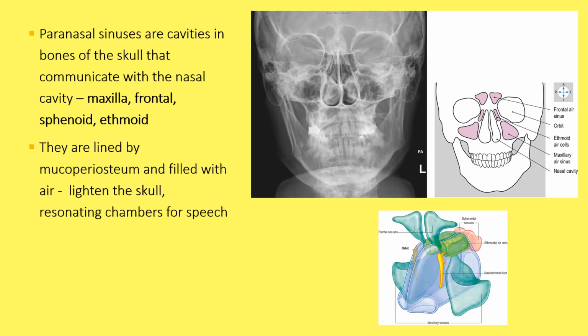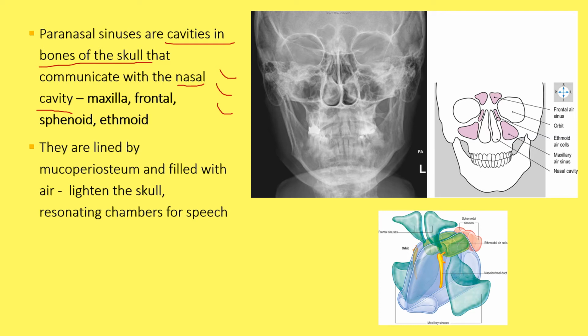Moving on to the paranasal sinuses. The paranasal sinuses are the cavities in the bones of the skull that communicate with the nasal cavity. Remember that I mentioned the meatus, the area beneath each concha or turbinate. This is where all the paranasal sinuses drain into. The paranasal sinuses are lined by a mucoperiosteum and filled with air. They lighten the skull and act as resonating chambers for speech.